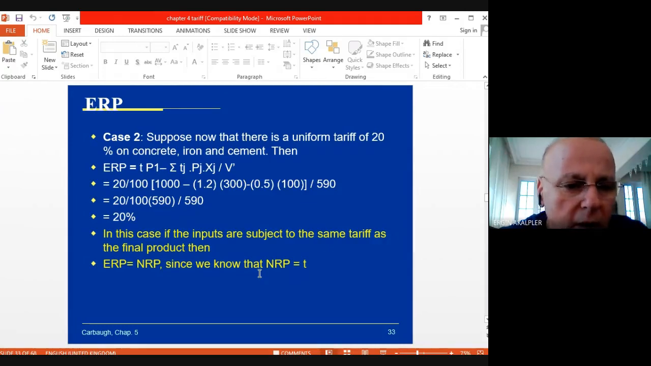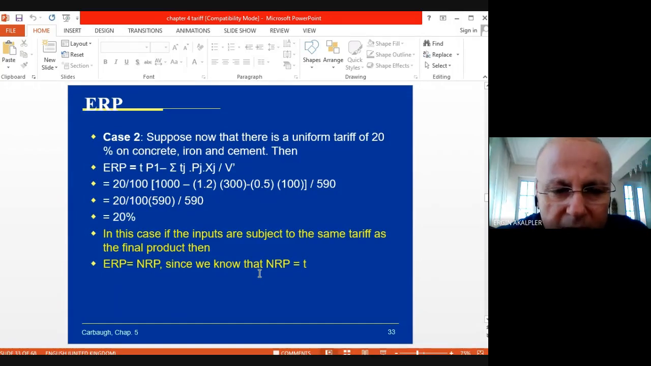Again, 20 over 100, in bracket 1000 minus 1.2 multiplied by 300 minus 0.5 by 100, divided by 590. Then this will, of course, be 20 over 100 of 590 divided by 590. Then this gives you 20%, of course, the effective rate of protection.